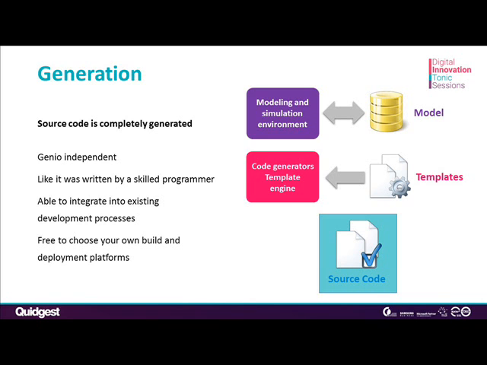With Genio you don't. It works completely outside of the final solution. It has no overhead or cost on the deployment and production phase. So you have the 3 steps: you model and simulate your system, then through the templates and the code generator, the template engine, you get to the source code, and then you're out. You're out of Genio, you have your source code, you have your system.